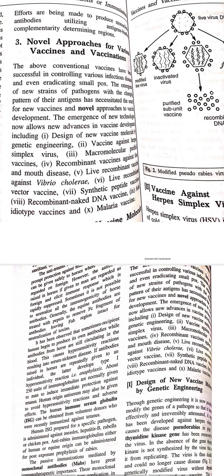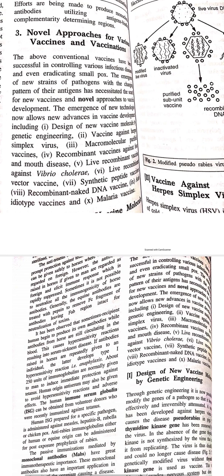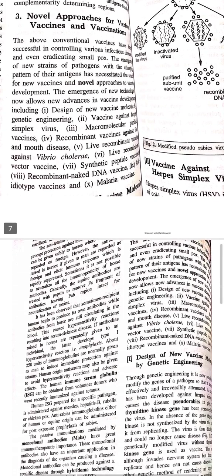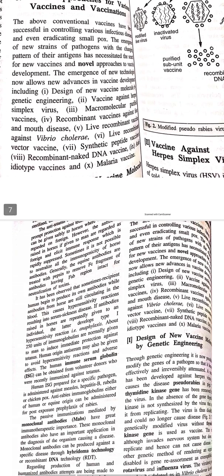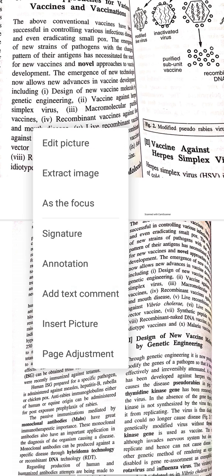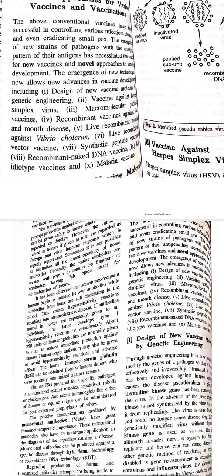The virus is thus disabled and could no longer cause disease. This genetically modified virus without the thymidine kinase gene is used as a vaccine. This virus, although it invades the nervous system, does not replicate, hence cannot cause disease. The other genetic method for rendering an organism disabled is gene assortment, as exemplified in rotavirus and influenza virus.